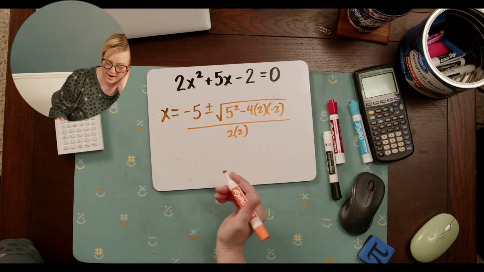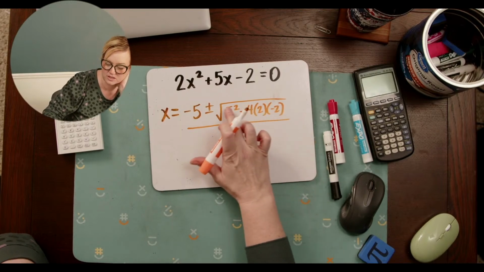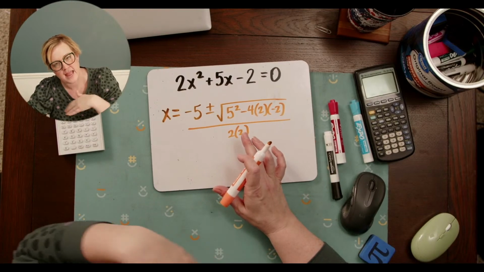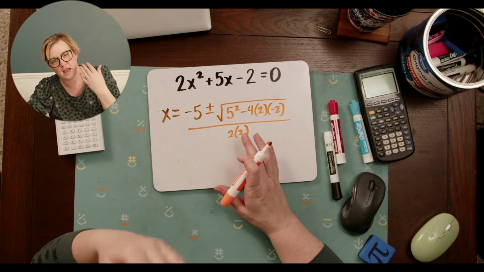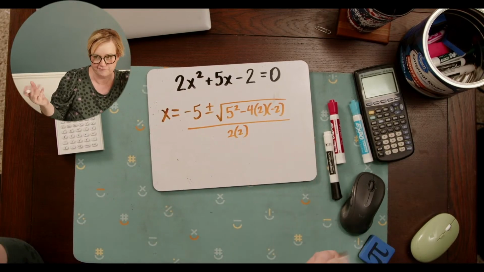Okay. All right, so now we're going to start simplifying. I'm going to start with what's underneath here, which is called the discriminant. Now, there are ways of using the discriminant to figure out how many solutions there are going to be, how many real solutions, and so on. I just kind of go for it.